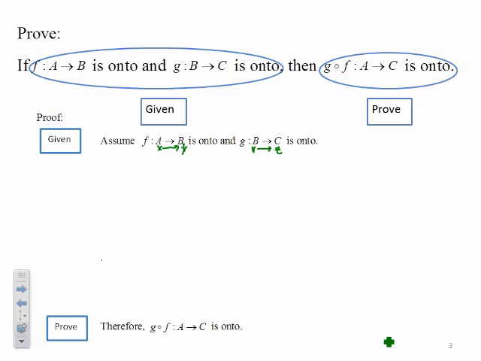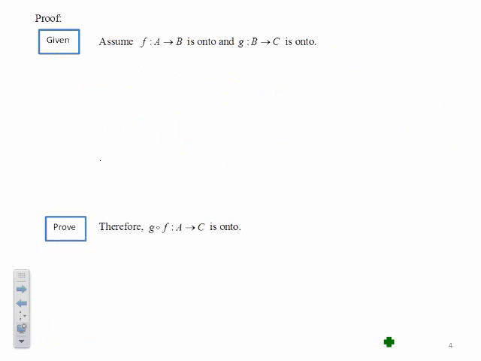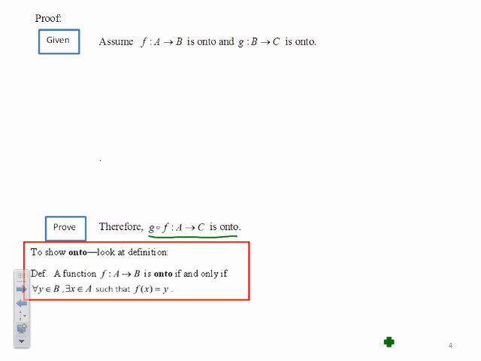We have to prove that the composition G composed with F from A to C is onto. Again, let's look at the definition. The definition is given in terms of an arbitrary function f from A to B. Ours, however, is written as the composition G composed with F, the function we have to prove is onto, and it goes from A to C.